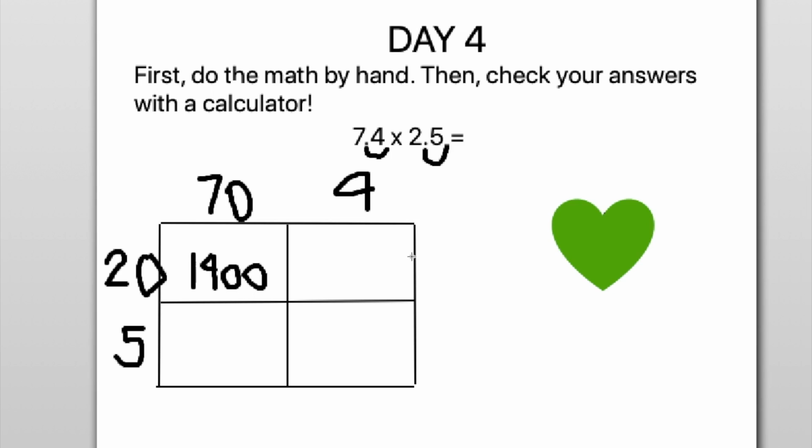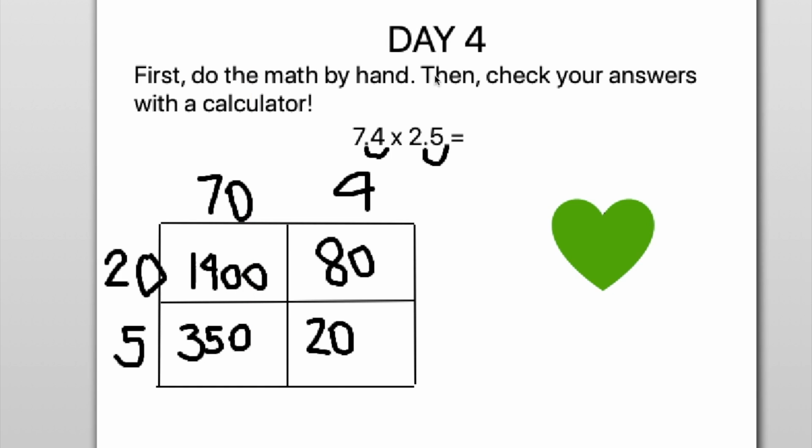Then I have 20 times 4. Again, I could take the 0 out and do 2 times 4 to get 8. And then add that 0 back in, 80. 5 times 70. I can do 7 times 5, which is 35. And then add the 0 back in, 350. And finally, 5 times 4 is 20.